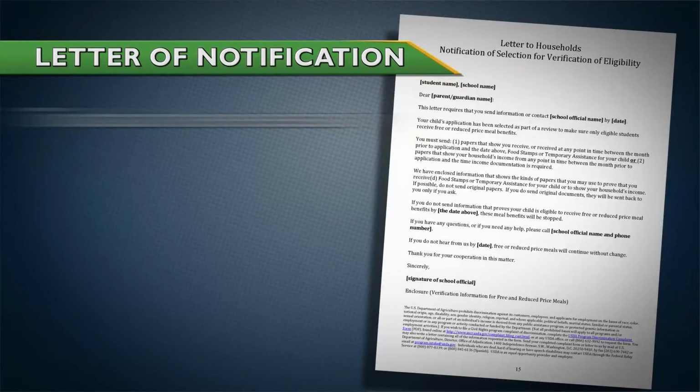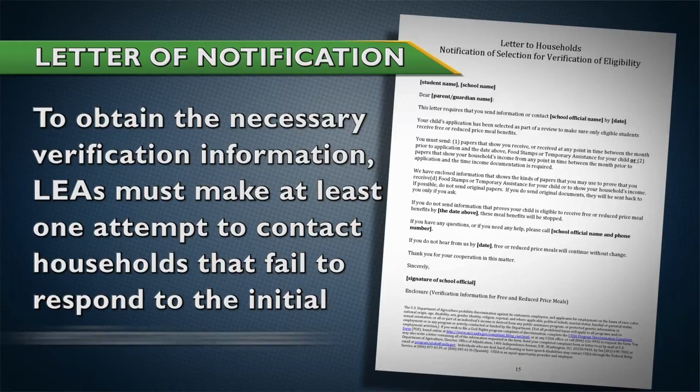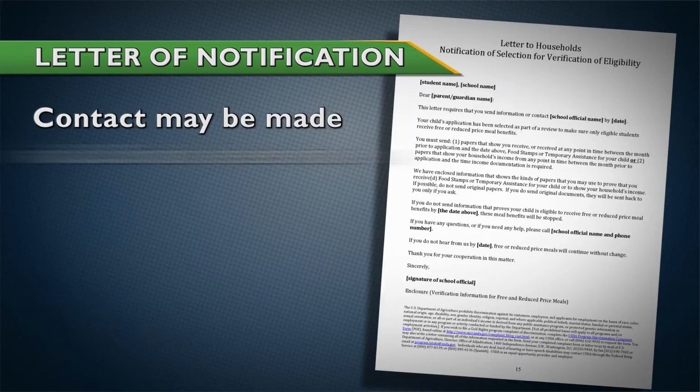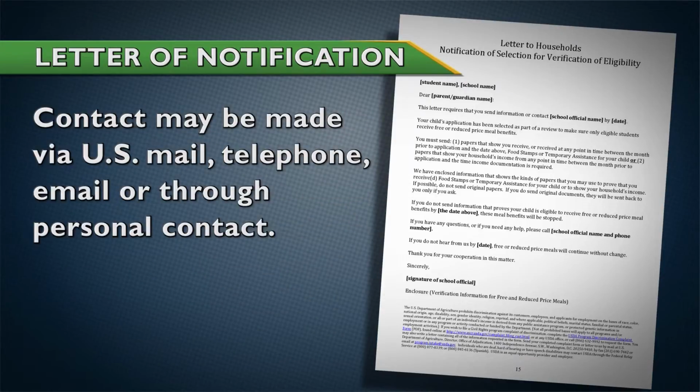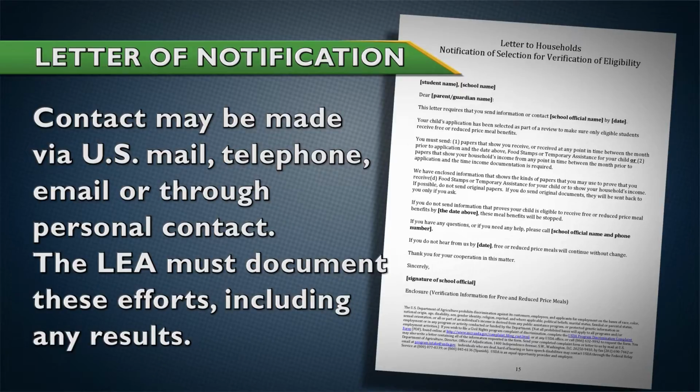In order to obtain the necessary verification information, LEAs must make at least one attempt to contact households that fail to respond to the initial verification request. This attempt may be made via U.S. mail, telephone, email, or through personal contact. The LEA must document these attempts to contact the household and any results.